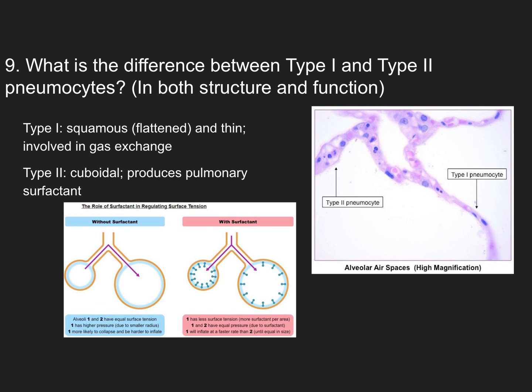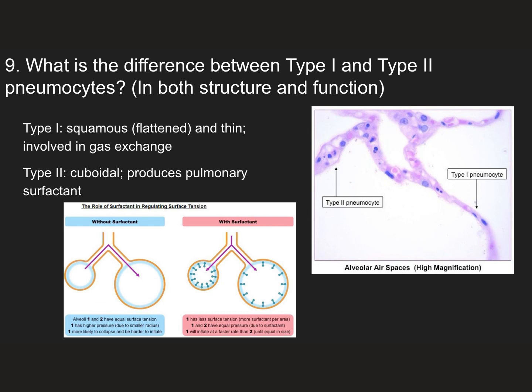All right, the difference between type 1 and type 2 pneumocytes in both structure and function. So we did talk about this today. Type 1 is squamous, which means they're flattened and they're thin, and they're involved in the gas exchange. Type 2 are cuboidal and produce pulmonary surfactant. So remember, surfactant is kind of like a lubricant of sorts, and it helps keep everything nice and smooth. And we'll talk about that picture down there in a minute.